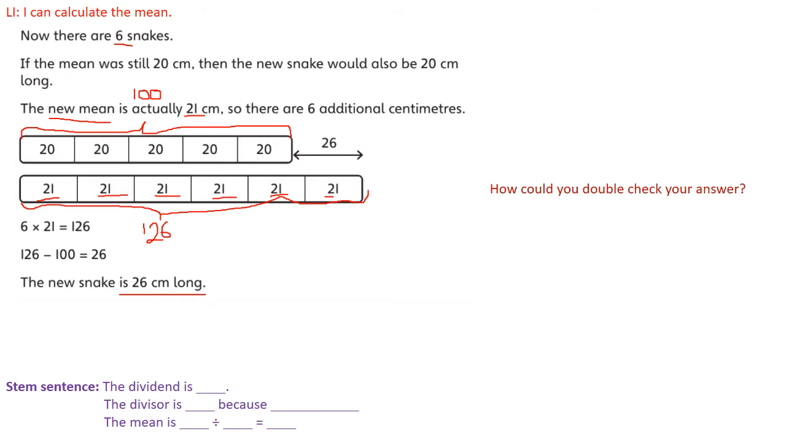And again, our bar could be really helpful here, just so we can visualise the problem. Remember, the bar won't help you solve it. You've still got to do the maths, but what it will help you with is knowing what maths you've got to do. To double check our answer, we could then add up all our snake lengths, divide by 6, and see if we get 21 as the answer.